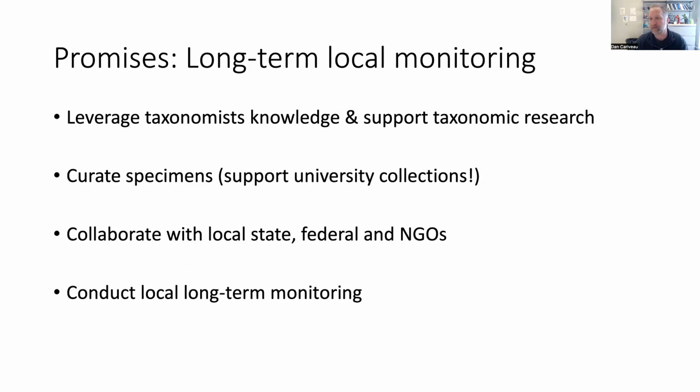So to highlight, I think that what we really need from a community perspective is local long-term monitoring. We need to leverage our taxonomists and support taxonomic research, curate specimens for university collections, and then really collaborate with local, state, federal, and NGOs. And that'll hopefully allow us to conduct longer-term local community level monitoring and hopefully get at some of these questions of change over time.